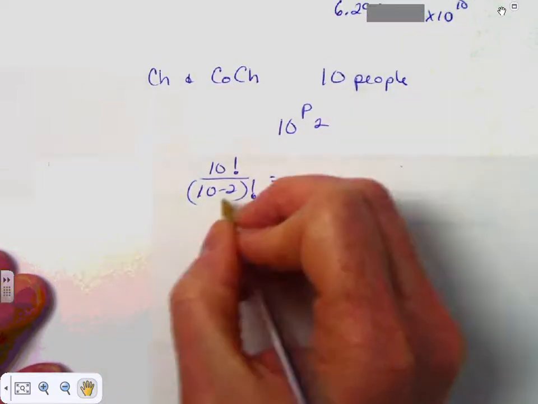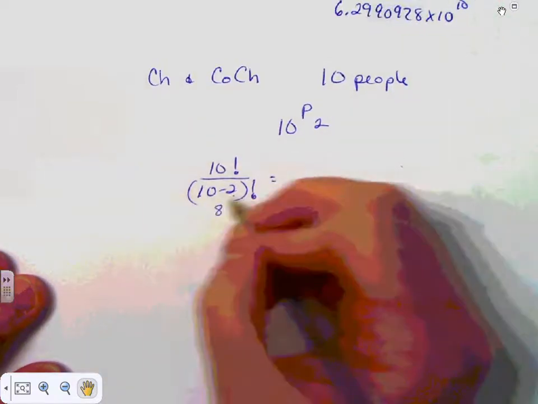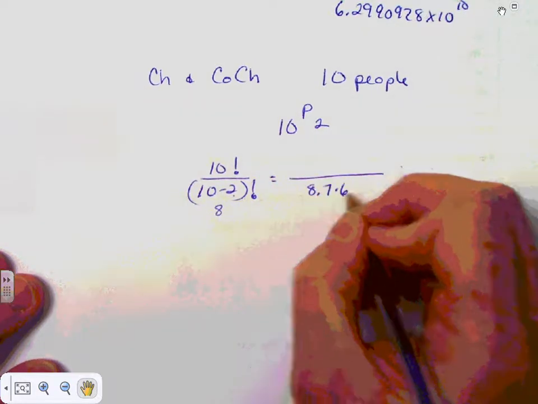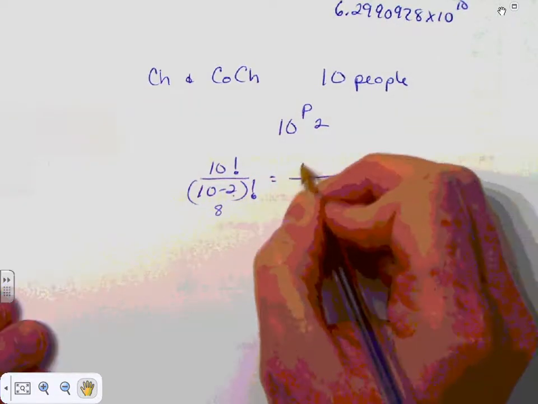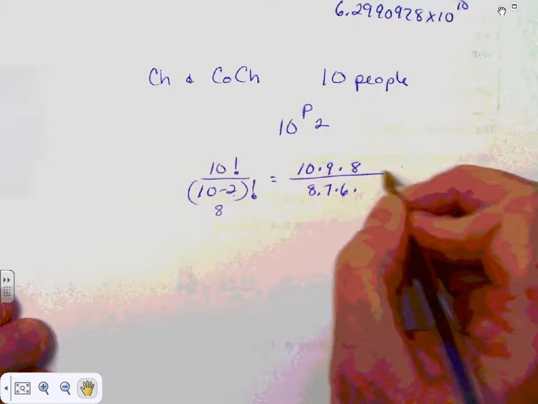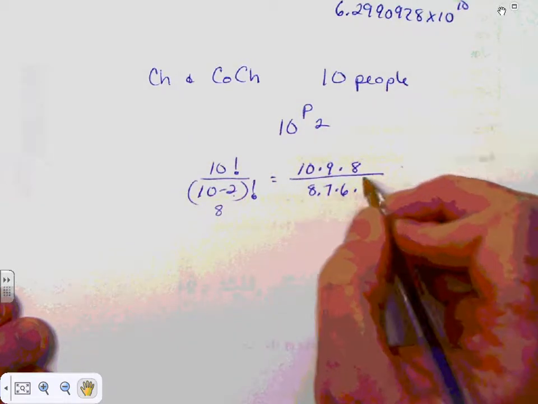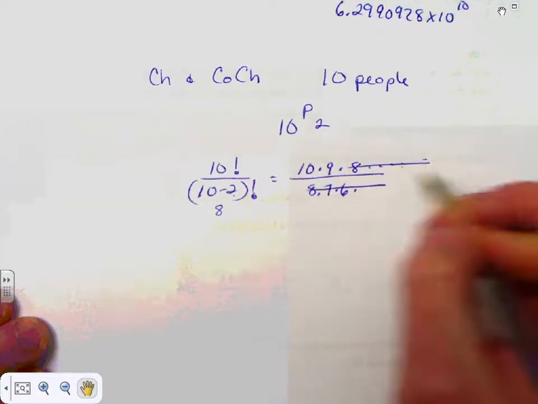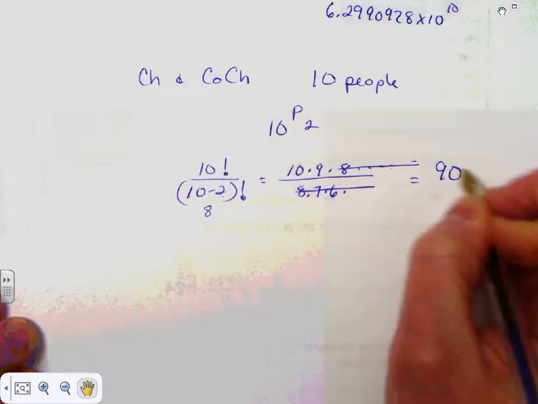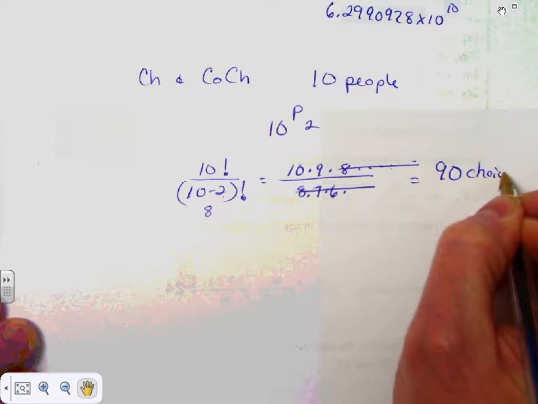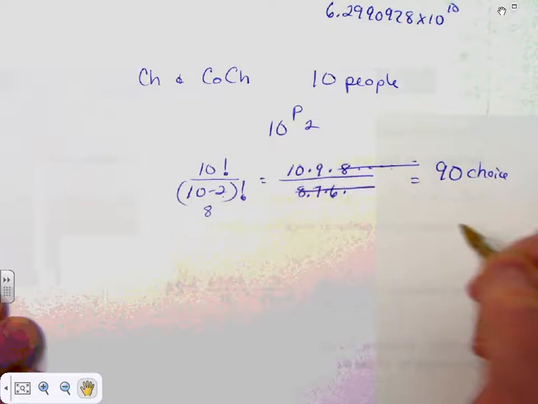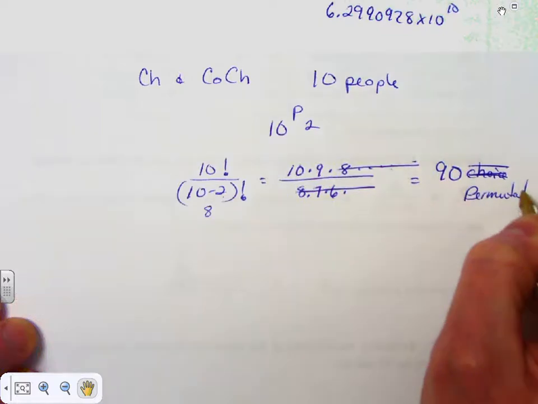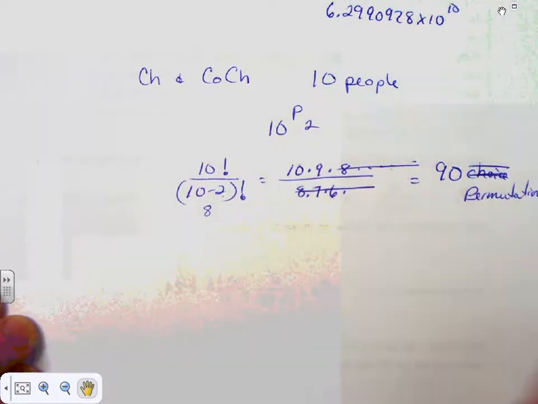So 10 minus 2 factorial makes an 8, right? So it's 8, 7, 6, and this is going to be 10, 9. Do I have to keep going here? No, because from the 8 on down, they're going to cancel each other out, and you would have 90 choices, 90 different combinations, or actually permutations, correctly. 90 permutations that could occur.